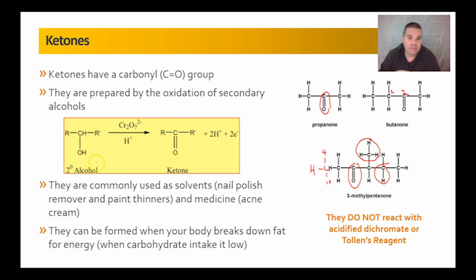So oxidation of your secondary alcohol under acidified dichromate, with an orange to green colour change, forms a ketone. They're most commonly used as solvents. Propanone here is also known as acetone, and you'll find that in nail polish remover. It's really good because you've got these methyl groups on the end which allow it to bond to organic molecules. This carbonyl group gives a little bit of polarity, so it can also be a little bit soluble. So it's a really good solvent.